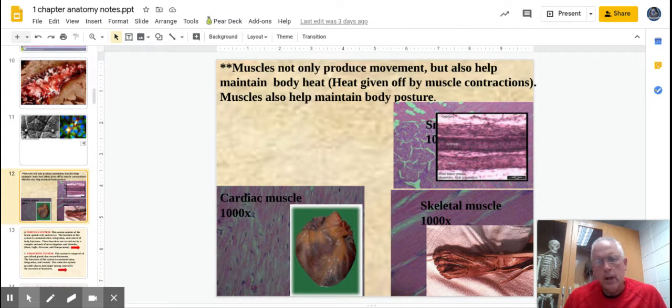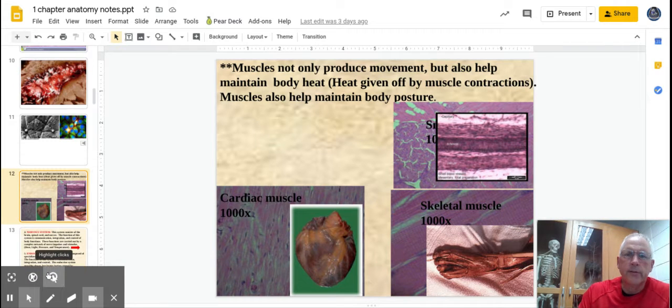Three very distinct, different looking muscles, but we're going to hit all three of those up in separate chapters. So I'm not going to spend much time on them here, other than I just want you to know the basics. There's three different types, cardiac, visceral, and skeletal, and they do two things for us: produce movement, but help maintain our body temperature. So we'll circle back to those in lots of chapters. So I'm going to go over three other systems today.